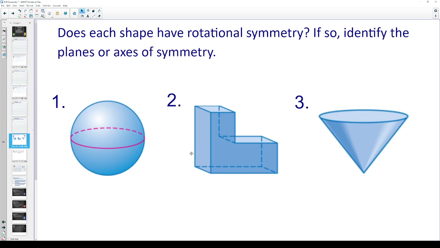So number one, if you think about it, can we cut through it somewhere with a plane and create two equal halves? So this is a sphere, and we've learned before that hemispheres are just half spheres. So I could cut through the plane where this pink line is shown, and it would give me a top half and a bottom half of this ball that are identical.